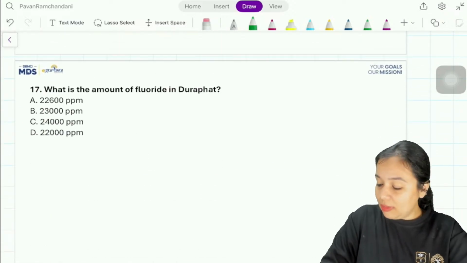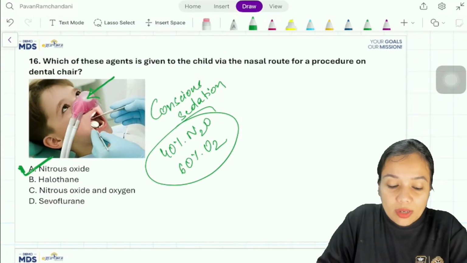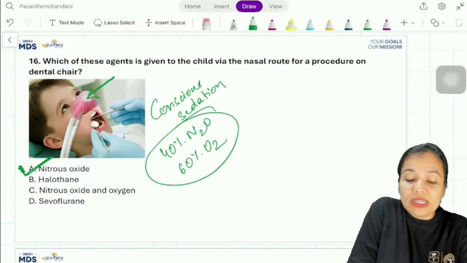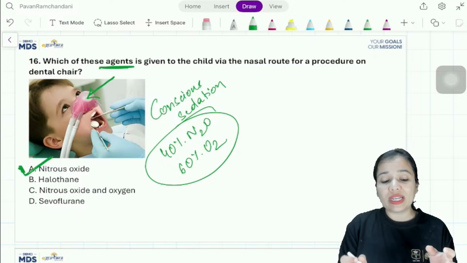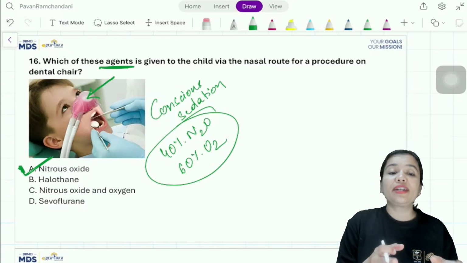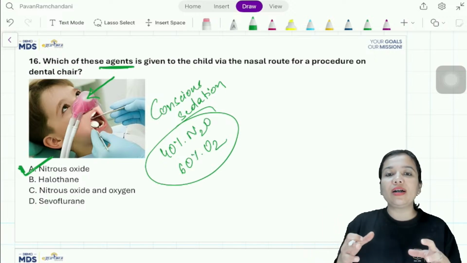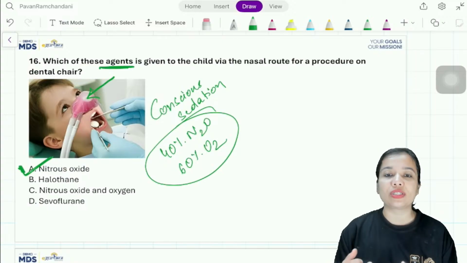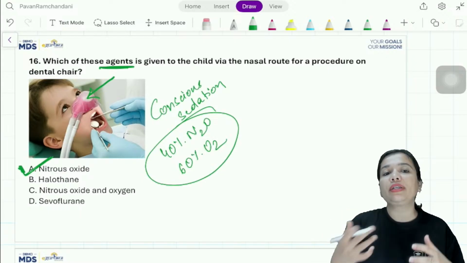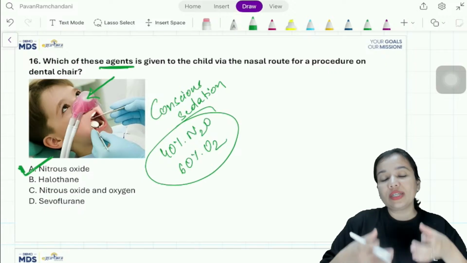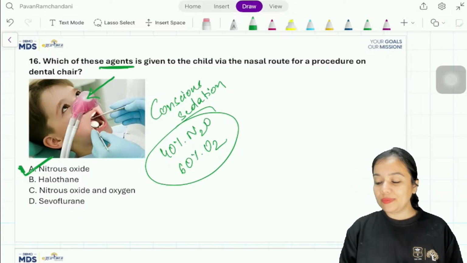Okay, question number 17 is... what they've asked is which of these agents is given to the child via the nasal route for a procedure in the dental chair. So basically, the agent that is given is nitrous oxide. Oxygen we give, it's like an emergency management for us. We are not deliberately giving oxygen; oxygen is not an agent there. That is helping you with the treatment. The agent that is causing conscious sedation is nitrous oxide. That is why you go for nitrous oxide. Is it clear? Why not C?